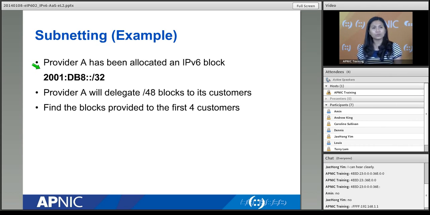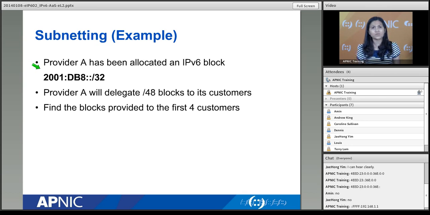Here we have 2001:db8::/32. This is the IPv6 block that is assigned to provider A by the regional internet registry. From there, provider A decided that they will assign /48 blocks to the customers. Okay, just to make it easy, let's just give /48s to each one of them. So how do you do that? If you're the one assigned in your company to do the subnetting, how will you do it?